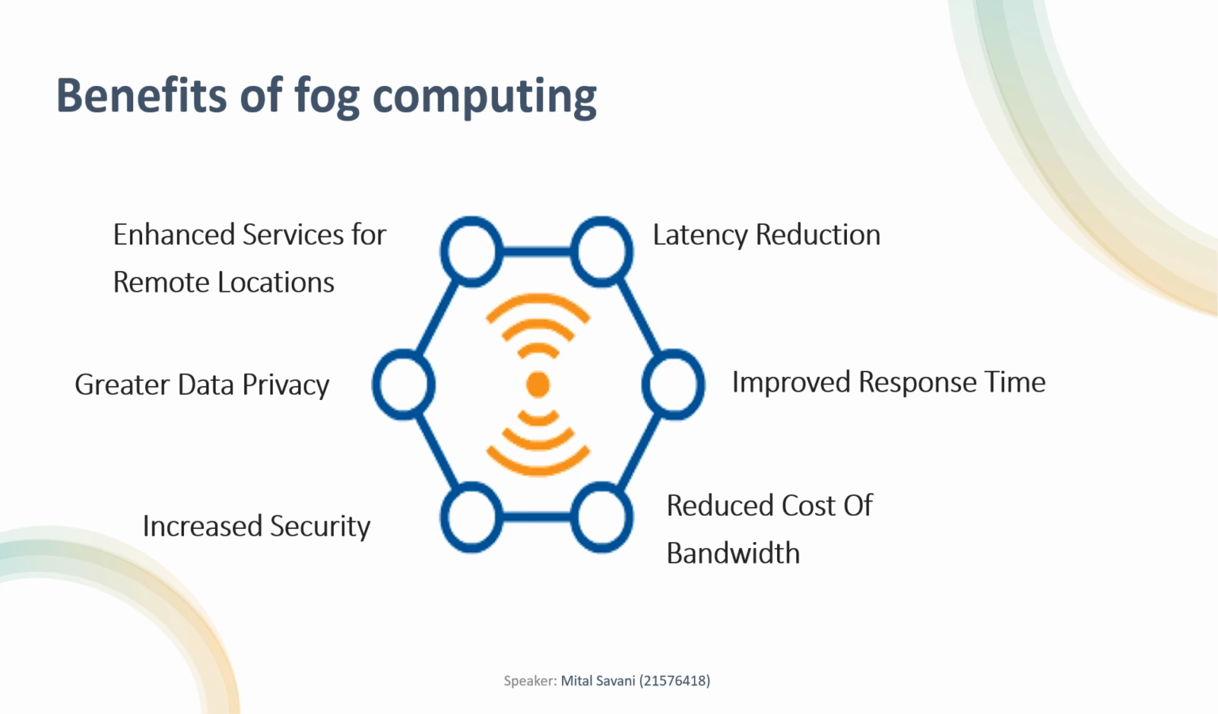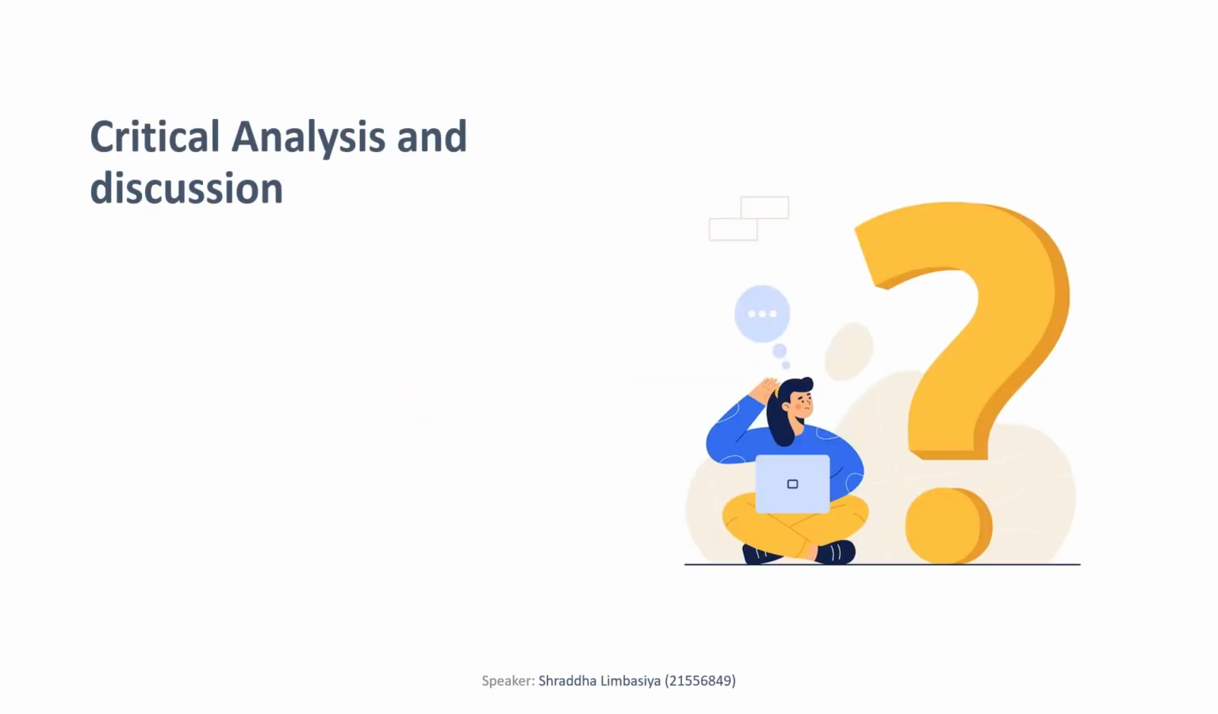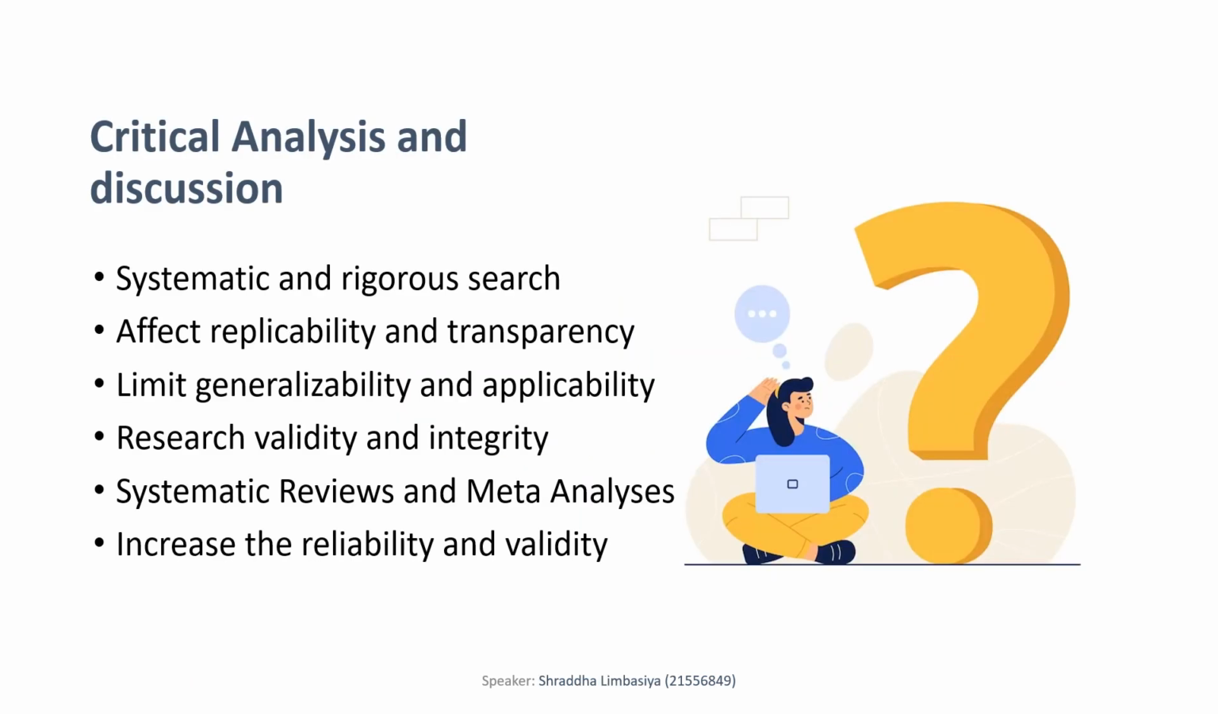We will move forward to critical analysis and discussion. The paper provides a comprehensive review of the literature on fog computing and the Internet of Things, which suggests that the authors have conducted a systematic and rigorous search for the relevant studies. However, the paper does not report the specific method used for the literature review, which may affect the repeatability and transparency of the study. Additionally, the paper does not provide empirical evidence or case studies to support the claims and recommendations made, which may limit the generalizability and applicability of the findings.